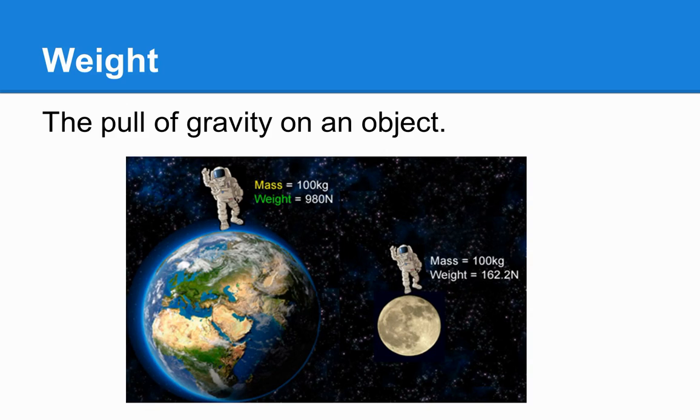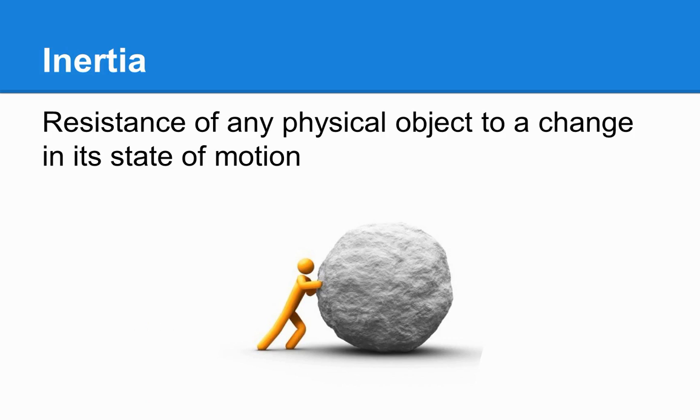So don't get mass and weight confused. We also need to be familiar with the term inertia. Inertia is the resistance of any physical object to a change in its state of motion. That sounds complex, but that means that the resistance this little orange man feels when he tries to get the boulder moving is inertia. But it also means that the resistance this man would feel if he tried to stand in front of a rolling boulder and stop its motion is also inertia.